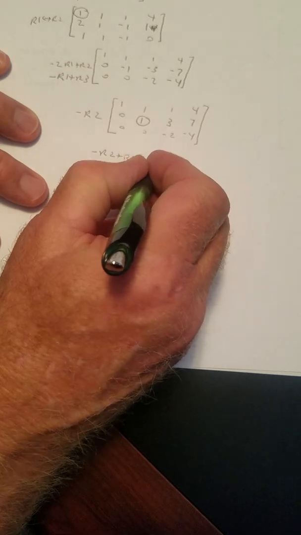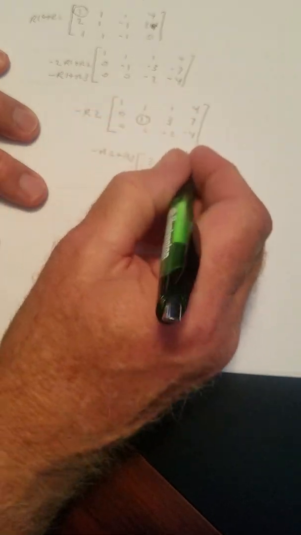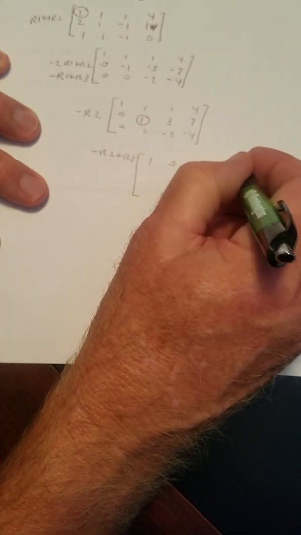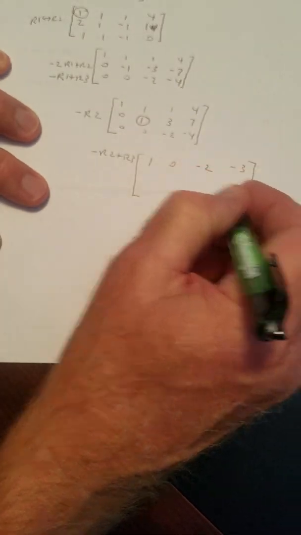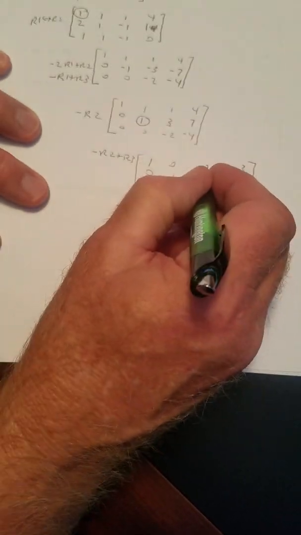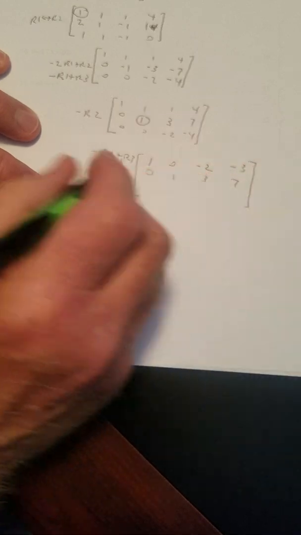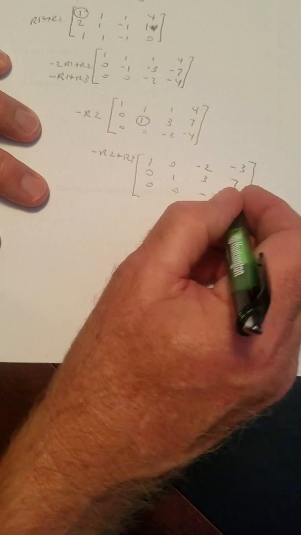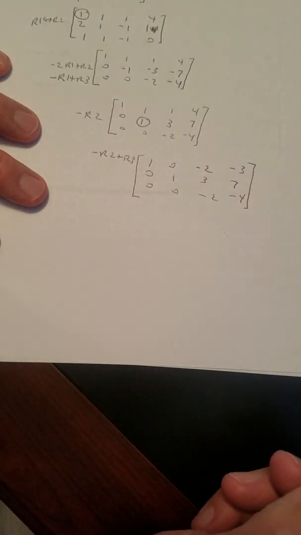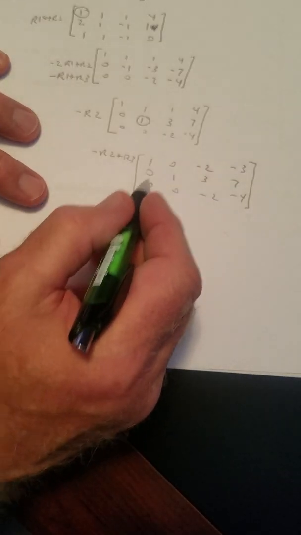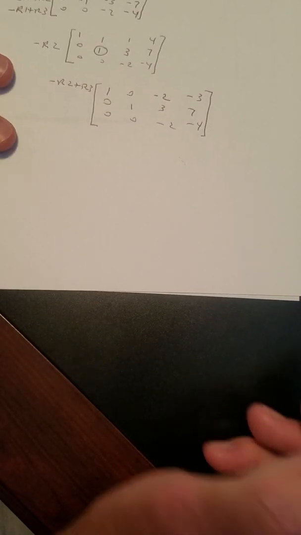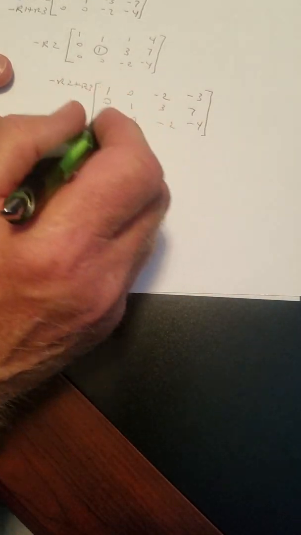I want to get a 0 here, so I'm going to take negative row 2 plus row 3. 0 and 1 is 1. Negative 1 and 1 is 0. Negative 3 and 1 is negative 2. Negative 7 and 4 is negative 3. Middle row stays the same. And I've already got a 0 here, so the bottom really just stays the same. First 2 columns are done.